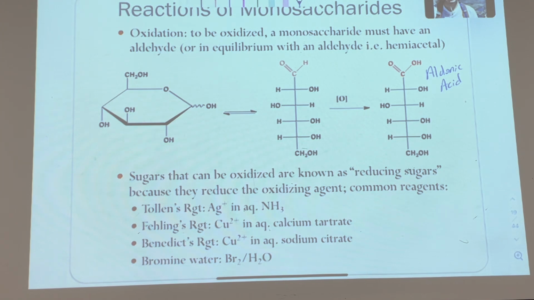Now you do have to be a little bit selective with your oxidizing agent. What would be the problem if I took this monosaccharide and I used something like permanganate? Would I get this aldonic acid?